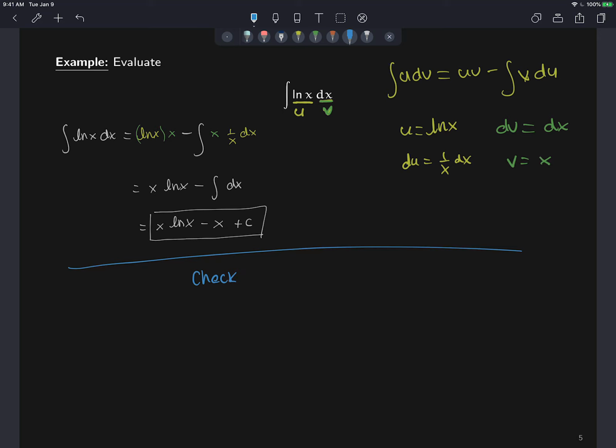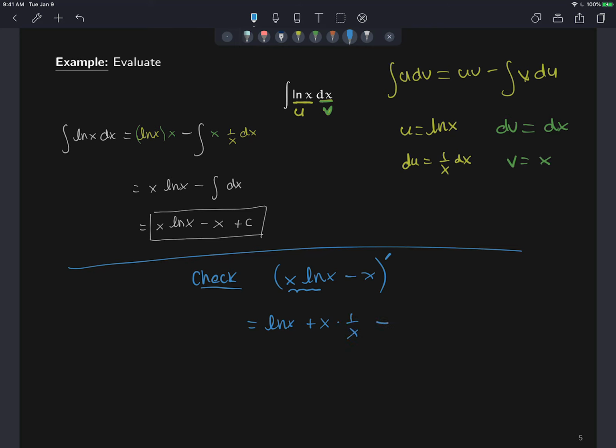So to check, I'm going to find the derivative of x natural log of x minus x. Again, I don't care about the constant. The derivative of the constant is 0. So I have a product rule here. So it's going to be derivative of x, which is 1, times natural log of x, then plus x times the derivative of natural log of x, which is 1 over x.